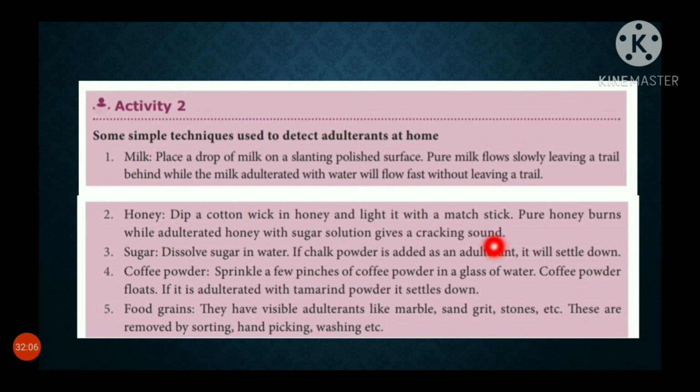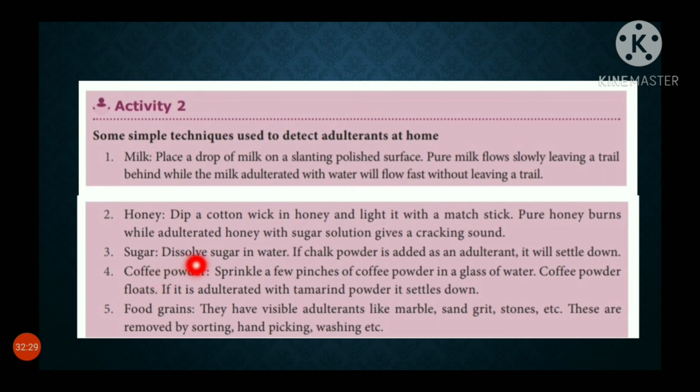Another way to test honey is to put a spoon of honey in a glass of water. If it falls like a line and takes time to settle below, it is good honey. If it mixes with water easily, that is not good honey.